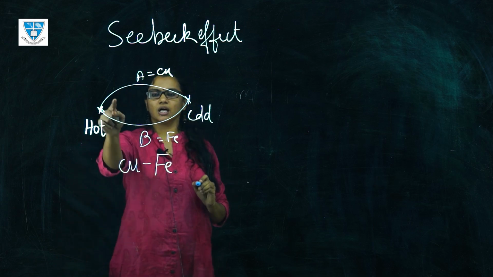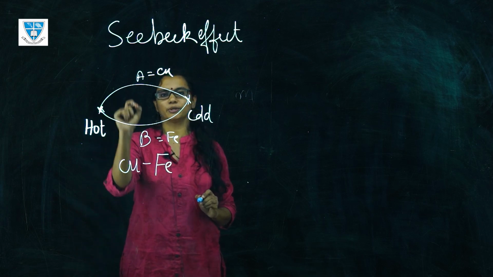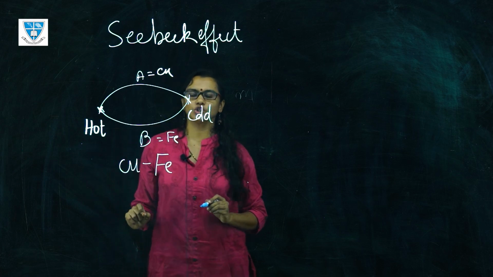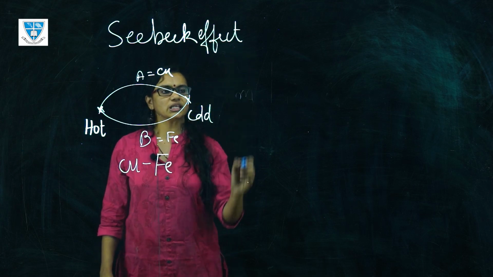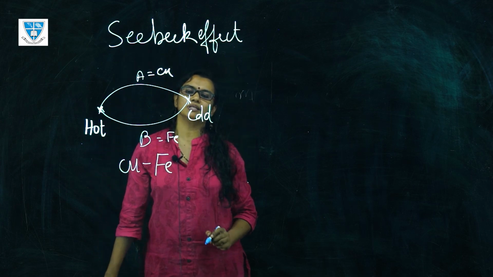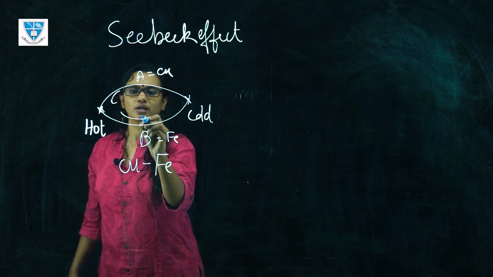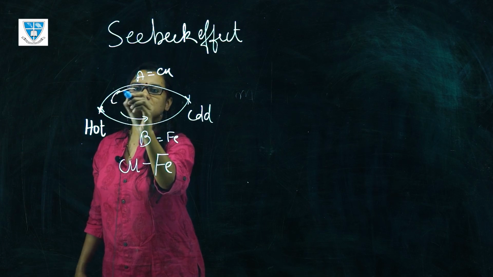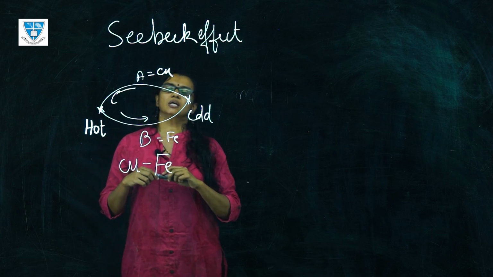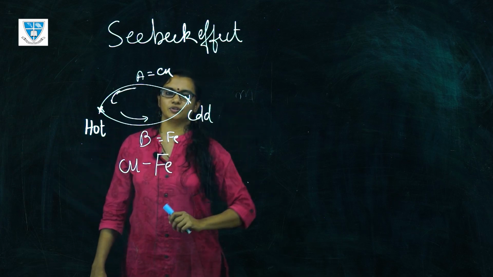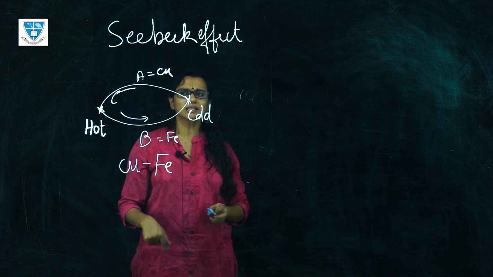For definition purposes we always take the current that is flowing through the hot junction. The current flowing through the hot junction depends on the series, that is, on the position of these elements in the series. So in the case of the hot junction, the current flows from copper to iron, since the thermo EMF of copper is smaller compared to that of iron. So the current flows from copper to iron in this case.